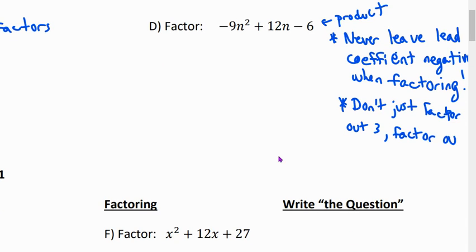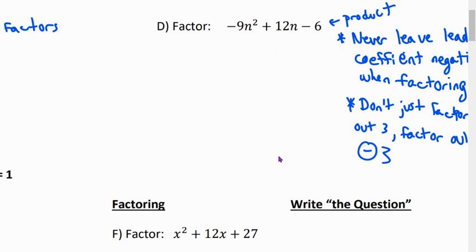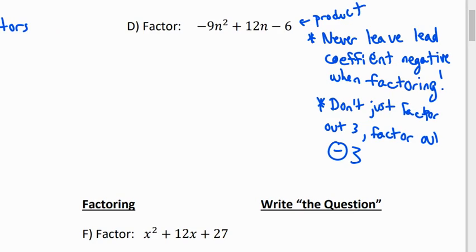Factor out negative 3. Okay, so that means I'm going to put a negative 3 on the outside, and that means I'm going to divide all of these terms by a negative 3.